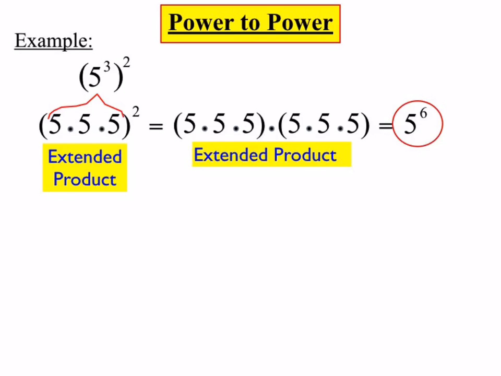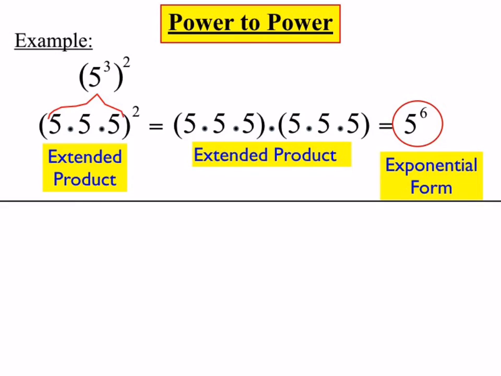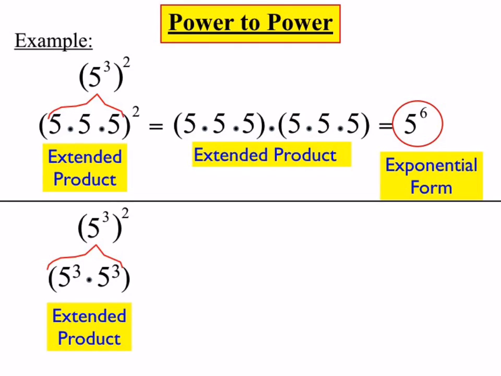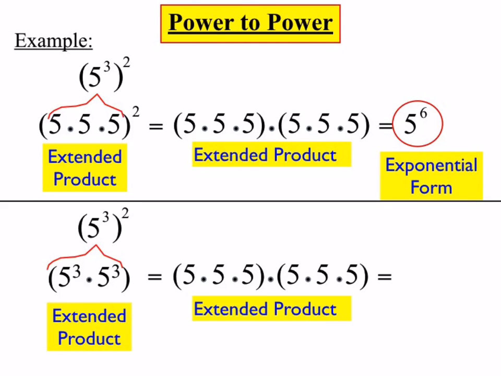Now, that's not the only way that I could have done that. I could have done it this way instead. I could have written out thinking about the outside exponent first. So if I did that, I would have 2 groups of the 5 to the 3rd powers. And then if I extend the product there, you can clearly see I have the same thing. So it doesn't matter how you think about this. We're going to end up with 5 to the 6th power both ways. Okay? All right, can I get all of you to do 9 through 11?